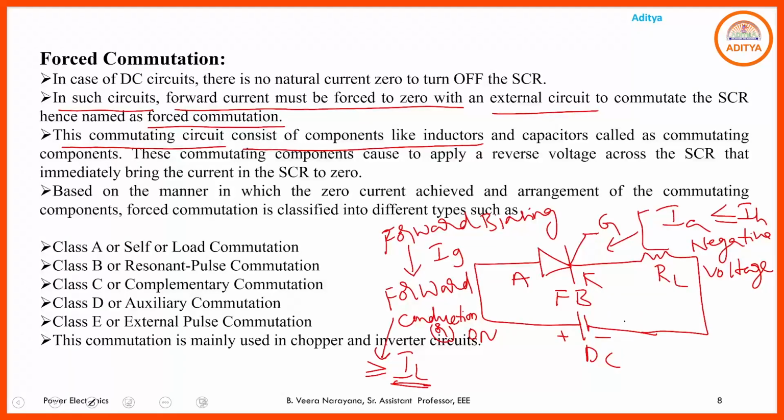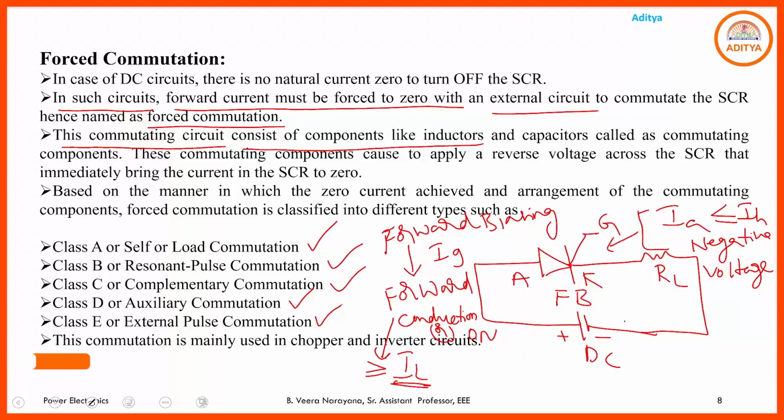Those are class A or self or load commutation; second, class B or resonant pulse commutation; third, class C or complementary commutation; fourth, class D or auxiliary commutation; and fifth, class E or external pulse commutation.